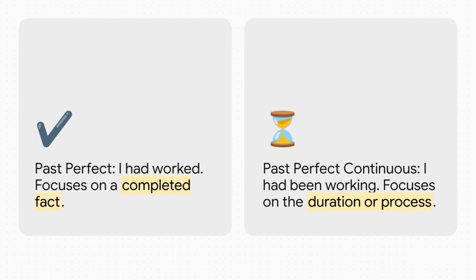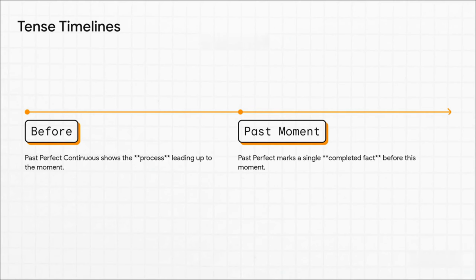But on the right, I had been working. That changes everything. The focus isn't on the results anymore. It's all about the process, the time you spent, the effort involved. And this visual just makes it so clear. The past perfect is like a single X on the timeline. It happened, it's done. But the past perfect continuous, that's the continuous line, showing the action unfolding over time, leading right up to that past moment. It really is the journey, not just the destination.